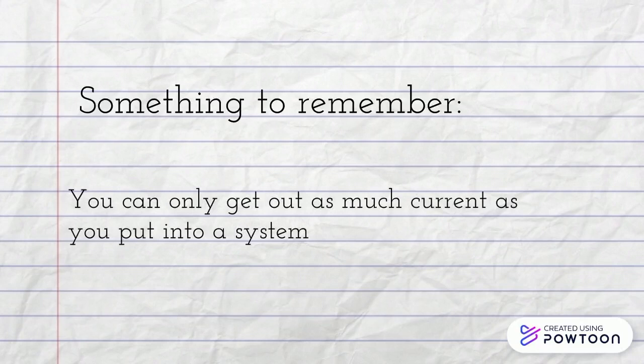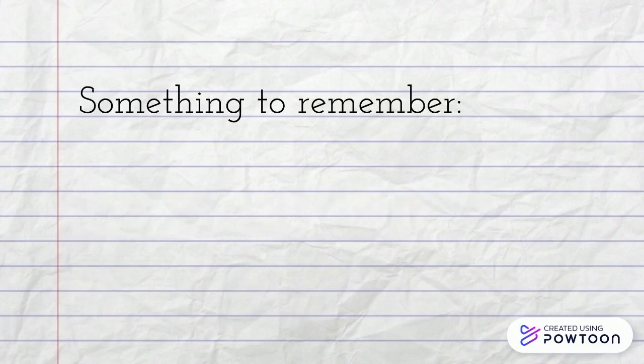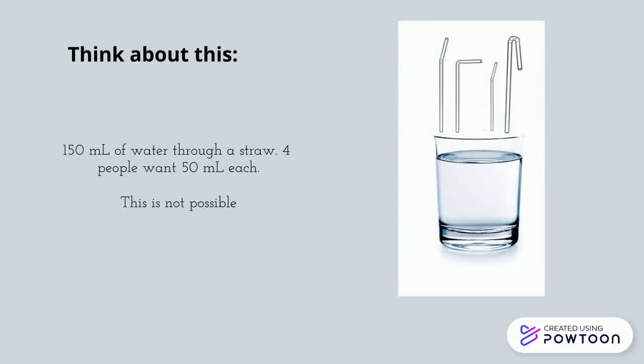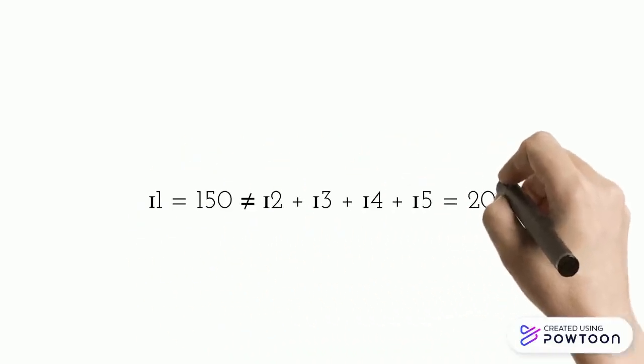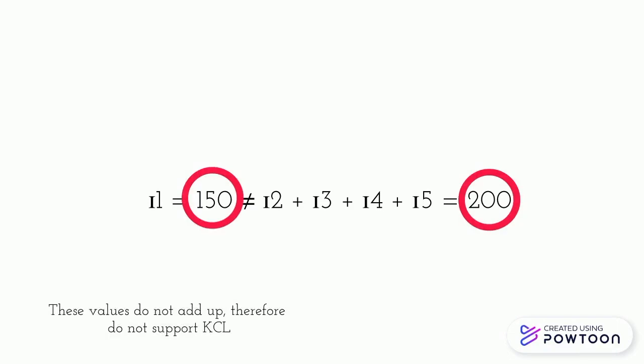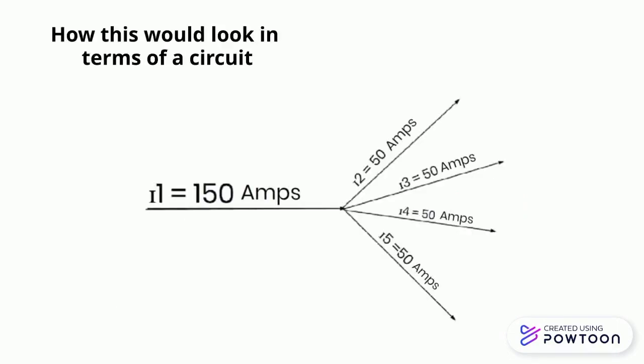To bring back the idea of water flowing through the straws, if there is 150 milliliters of water flowing through a straw and 4 people want 50 milliliters of the water, this would not work, as there is only 150 milliliters of water available. This is the same with current. Each branch can only flow a percentage of the current that is already flowing through the system.